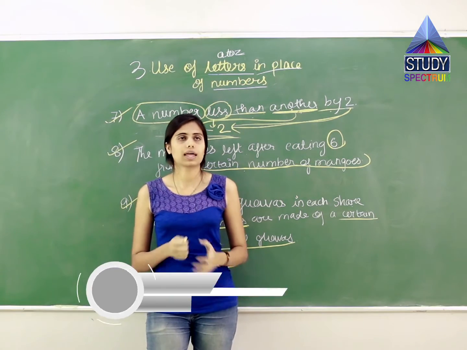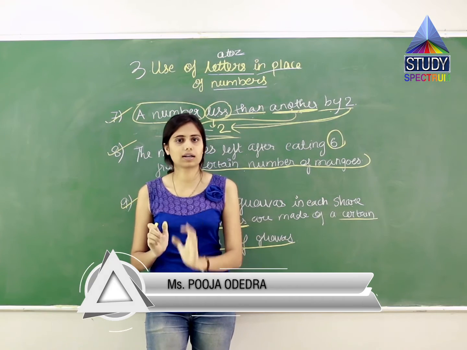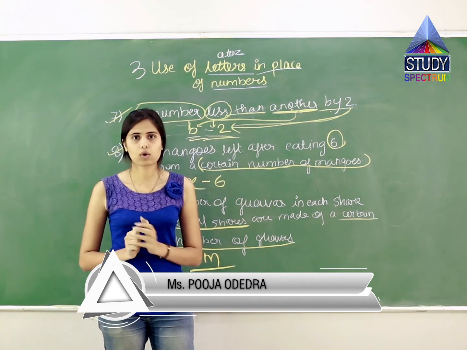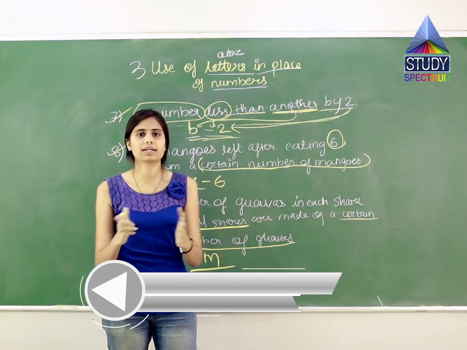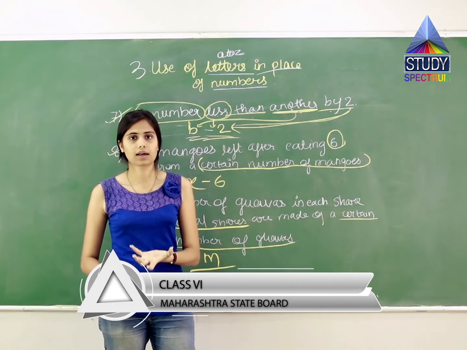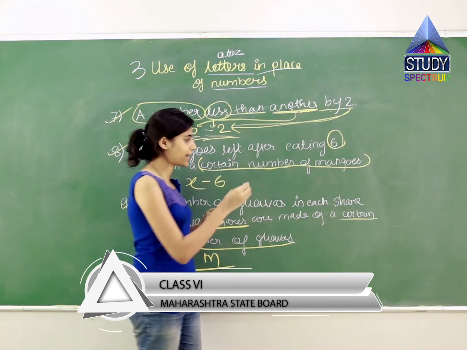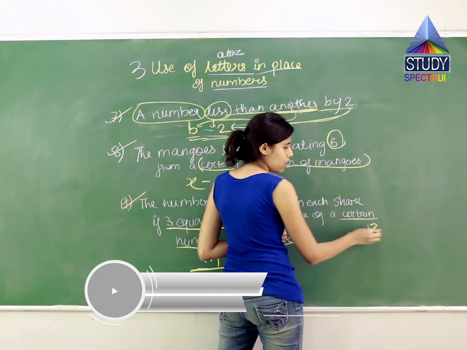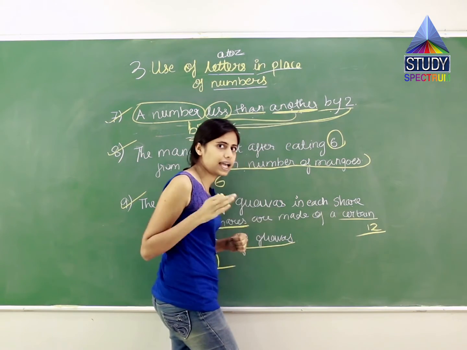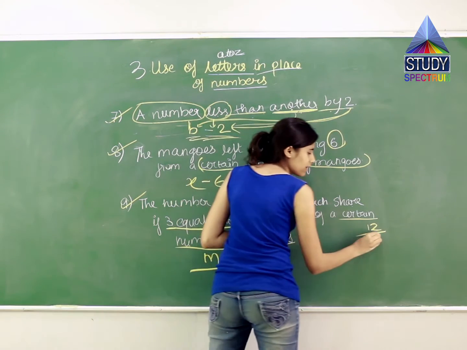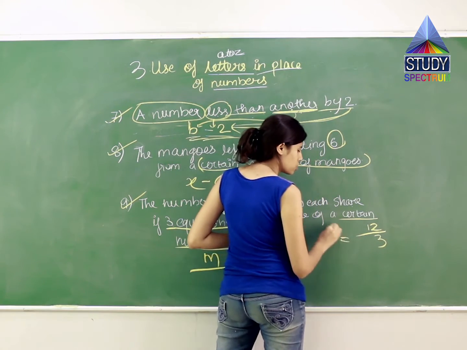If I say I brought, suppose, 12 mangoes and I say मैंने उसके 3 equal parts किए, तो एक पार्ट में कितने मैंगोज आएंगे? 4. How I calculated is, कितने टोटल मैंगोज मैंने लाए, 12, divided by कितने हिस्से किए. I said I divided into 3 equal shares, so divide by 3, I got 4.